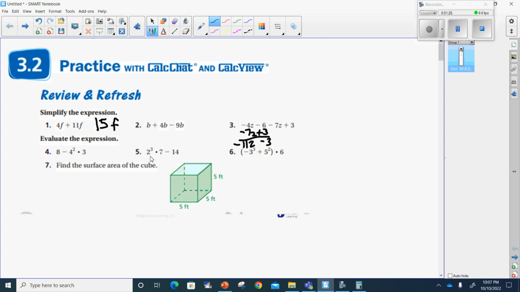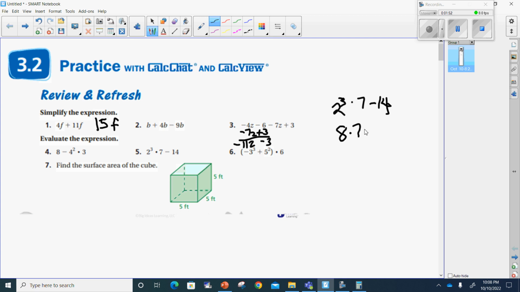Our number 5 says evaluate the expression. I got 2 to the third power. I'm going to work this over here. And I'm going to times 7 minus 14. So I'm going to do exponents first. 2 to the third power is 8, because 2 times 2 is 4, and 4 times 2 is 8.